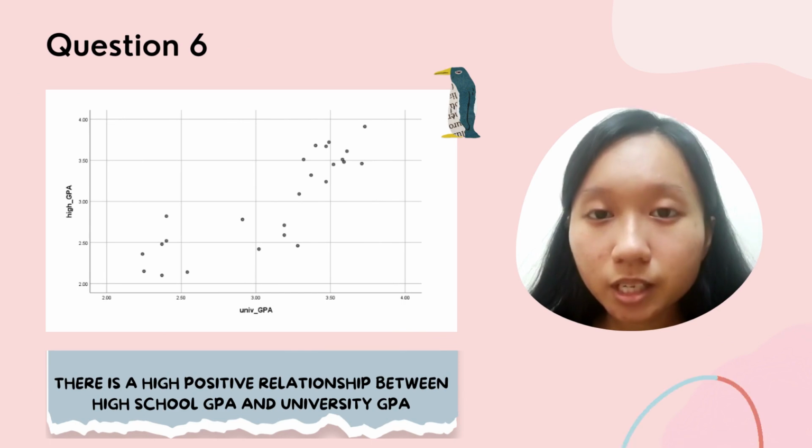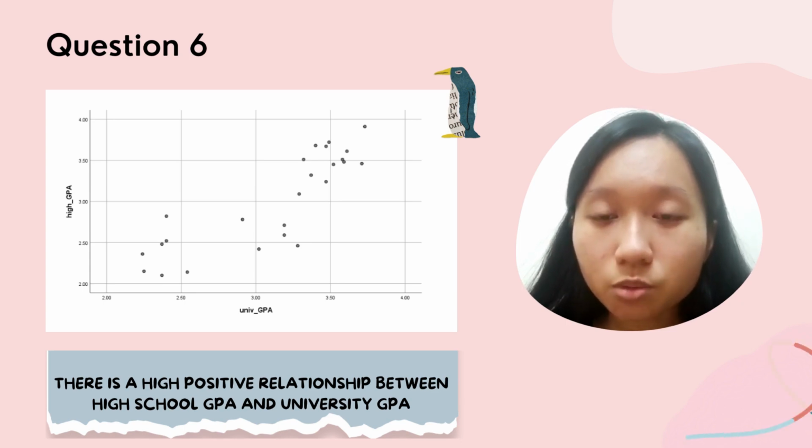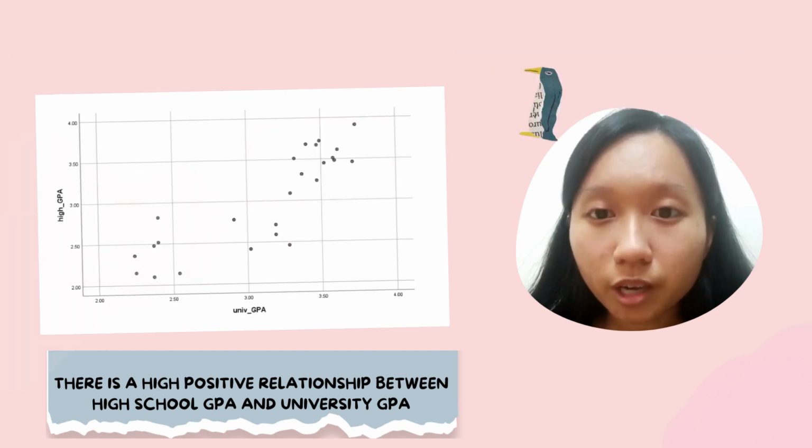For question number 6, in order to compare the students' high school GPA and university GPA as well as their relationship, we drew a scatter plot to illustrate it. As we can see, there is a high positive relationship between high school GPA and university GPA as the two variables tend to increase from left to right.